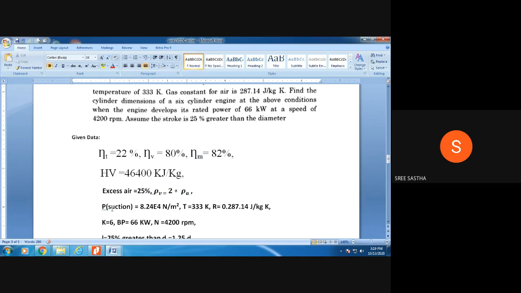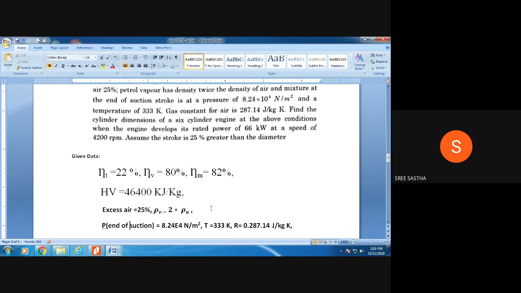See, I am writing here, in a bracket, suction, to make it understandable, that is, at the end of suction. You can write end of suction so that it is a clearer representation. So pressure at end of suction, then T is 333 Kelvin, and R is 287.14. What you have to do is find the cylinder dimensions.